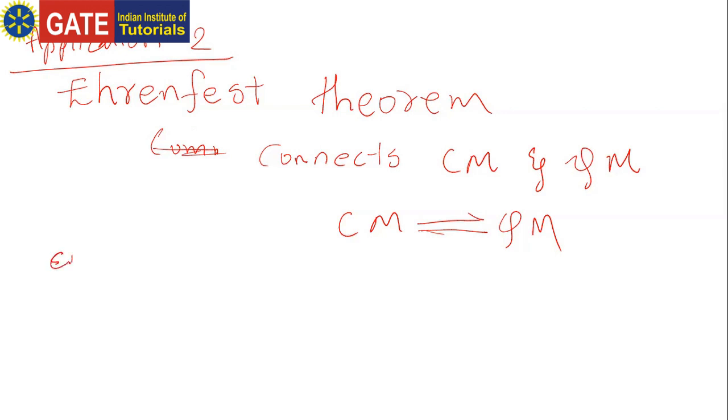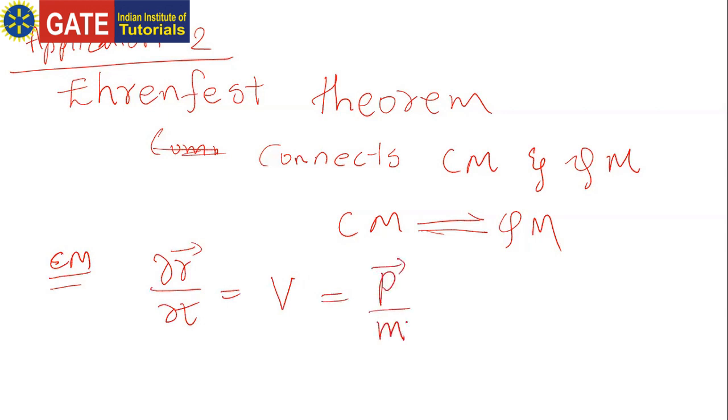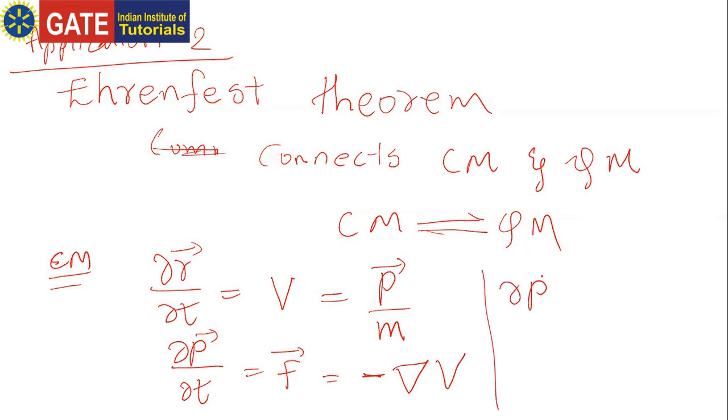We know that in classical mechanics, ∂r/∂t equals v, where v equals p by m. ∂p/∂t equals F, where F equals minus del V. From this we can write ∂p/∂t equal to minus ∂V/∂r.